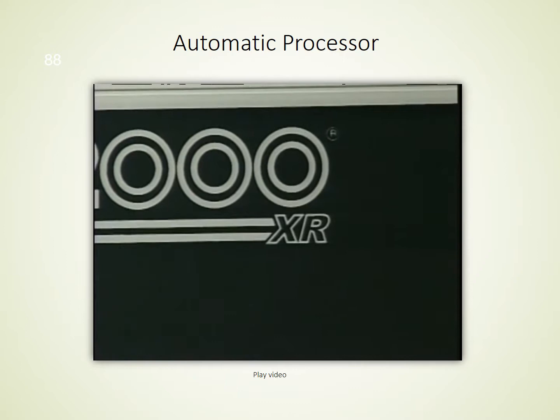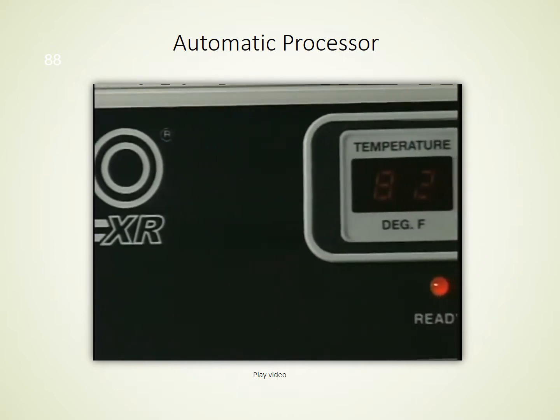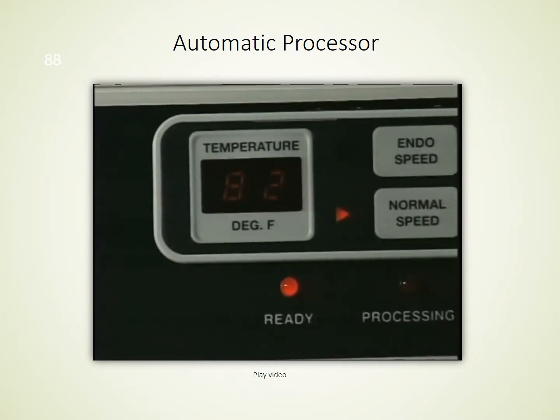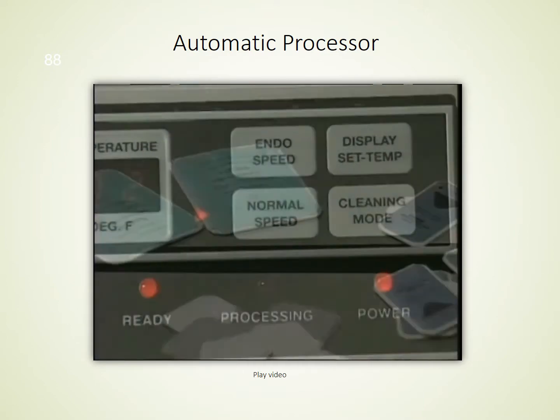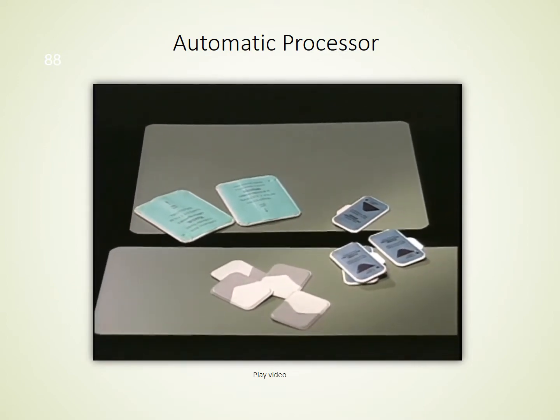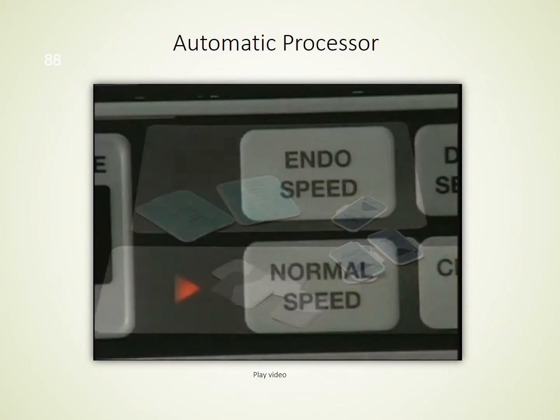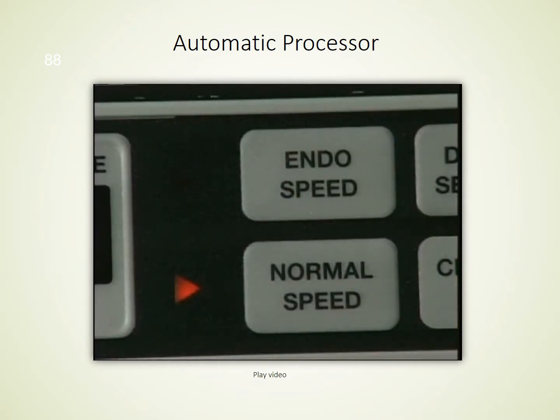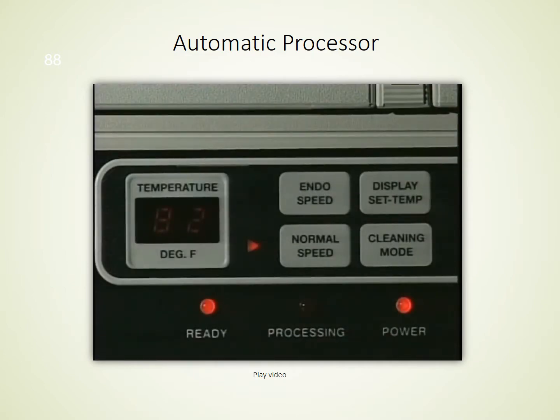Your AT2000XR is automatically set for normal speed. This 5.5-minute cycle is ideal for all cephalometric, panoramic, and intraoral films for optimum density and archival quality. The 2.5-minute endo speed is only for number 2 size films, used for endodontic and other procedures not requiring archival quality. To activate endo speed, press the keypad when the processor is in standby mode.